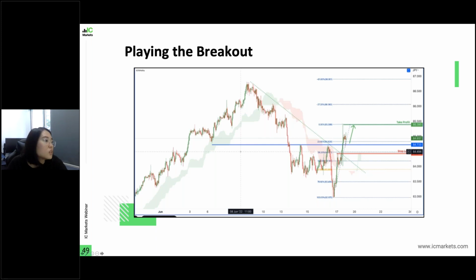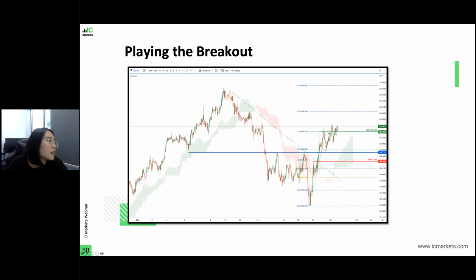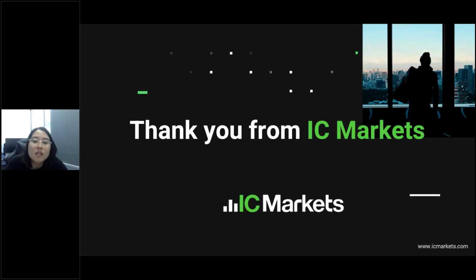Okay, so that's how you play a breakout. This is a very good risk to reward. Same thing, wait for the breakout, wait for the pullback. At the pullback, the retest, you enter for a buy, then you take profits right there. Okay, that's all I have for support resistance. I'm going to answer some of your questions.